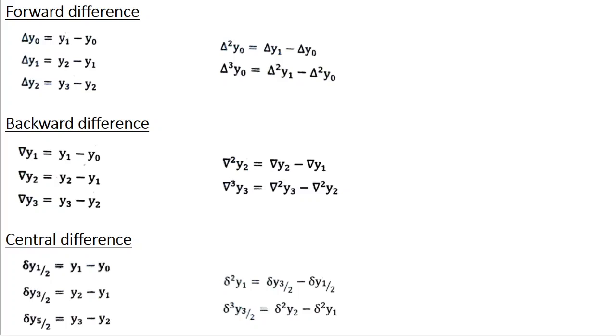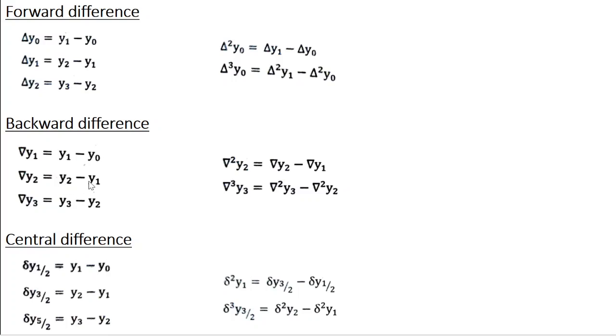Now, what about backward difference? The definition is exactly the same. The only difference is in the notation. So, delta is the forward difference operator, whereas del is the backward difference operator. So, the first backward difference is the difference between successive y values. So, y1 minus y0. Here, y0 is the forward term, y1 is the backward term, and the subscript of the backward term comes here. So del y1 is y1 minus y0.